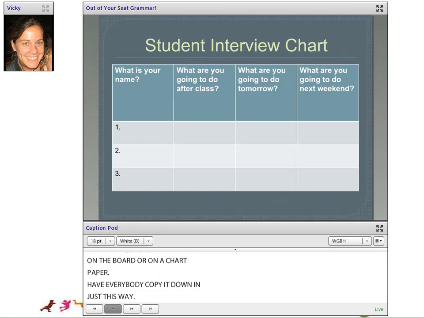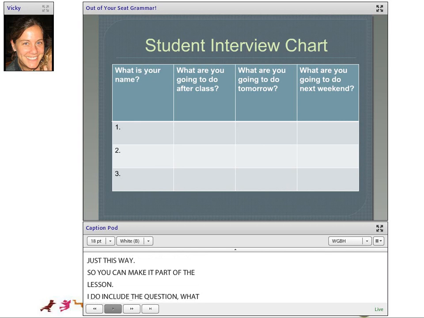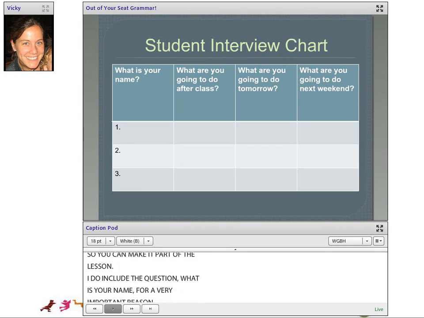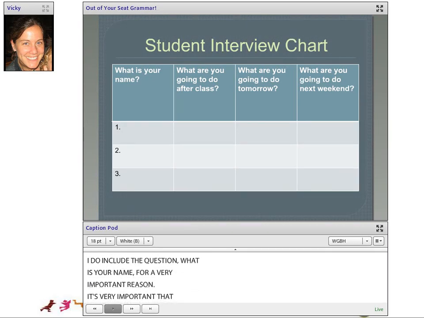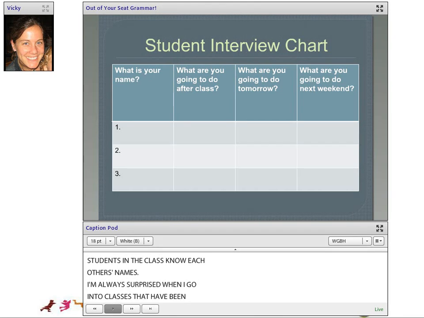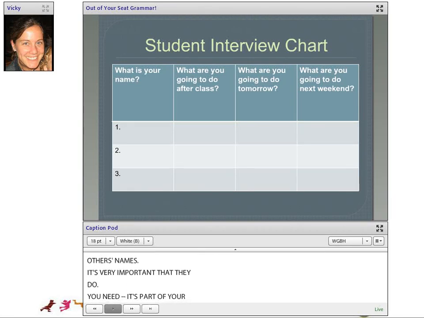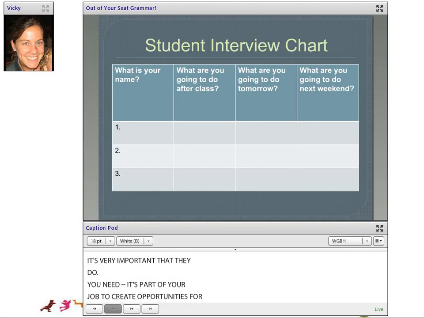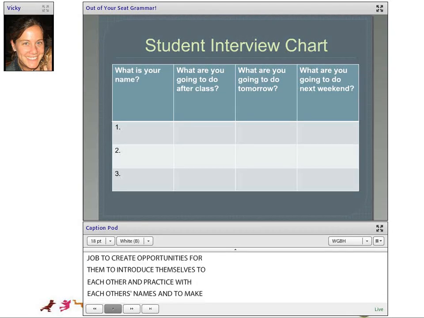I do include the question, what is your name, for a very important reason. It's very important that students in the class know each other's names, and I'm always surprised when I go into classes that have been meeting together for 2 weeks, 3 weeks, months, and the students still don't know each other's names. And it's very important that they do, and it's part of your job to create opportunities for them to introduce themselves to each other and to practice with each other's names and to make sure that they know them. So this is very much included in this activity for that reason.